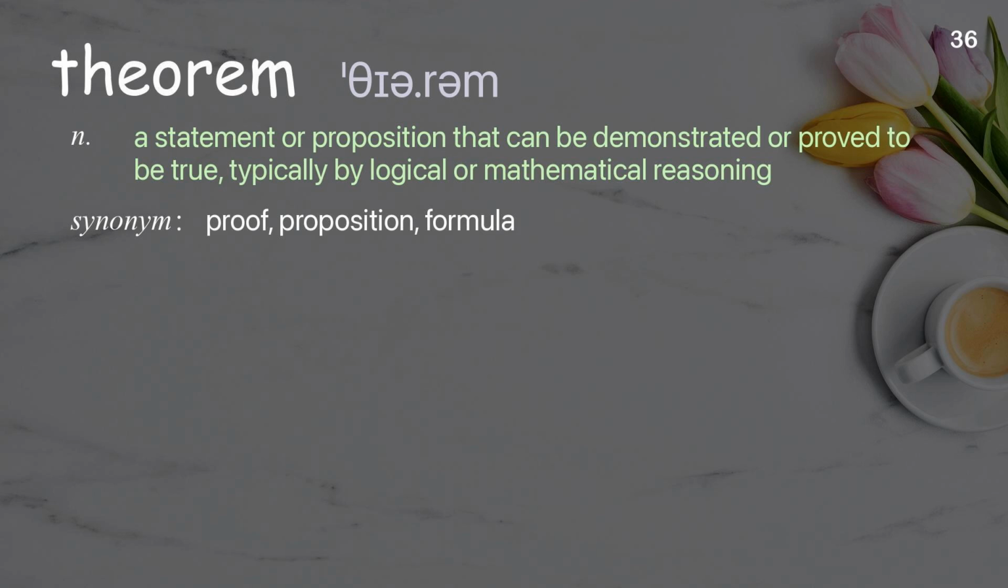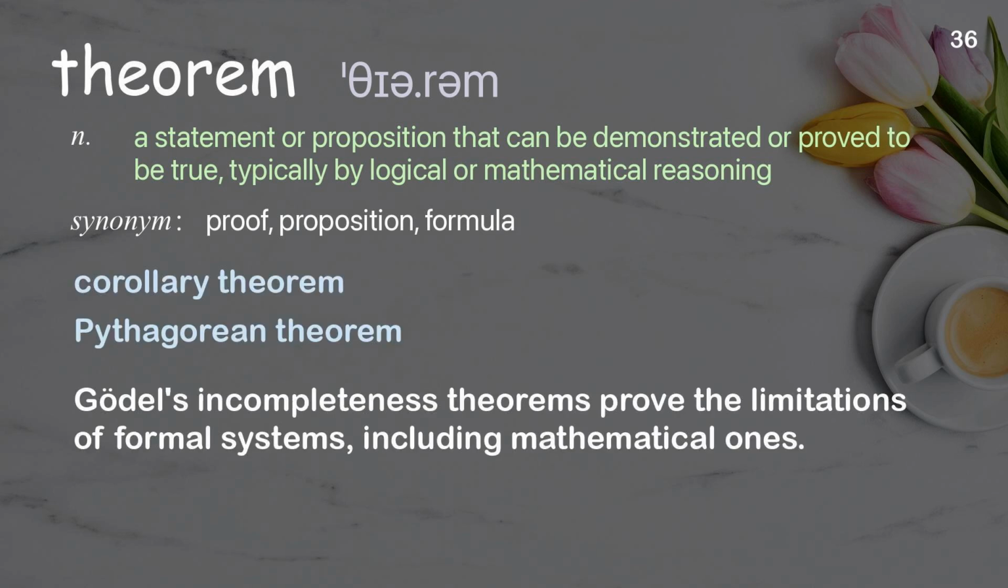Theorem. A statement or proposition that can be demonstrated or proved to be true, typically by logical or mathematical reasoning. Examples: Corollary theorem, Pythagorean theorem. Gödel's incompleteness theorems prove the limitations of formal systems, including mathematical ones.